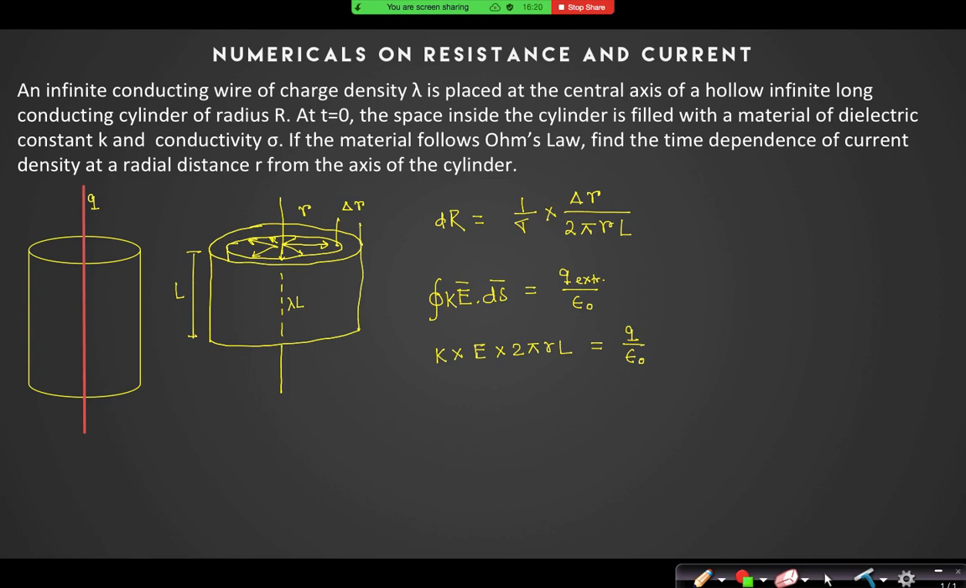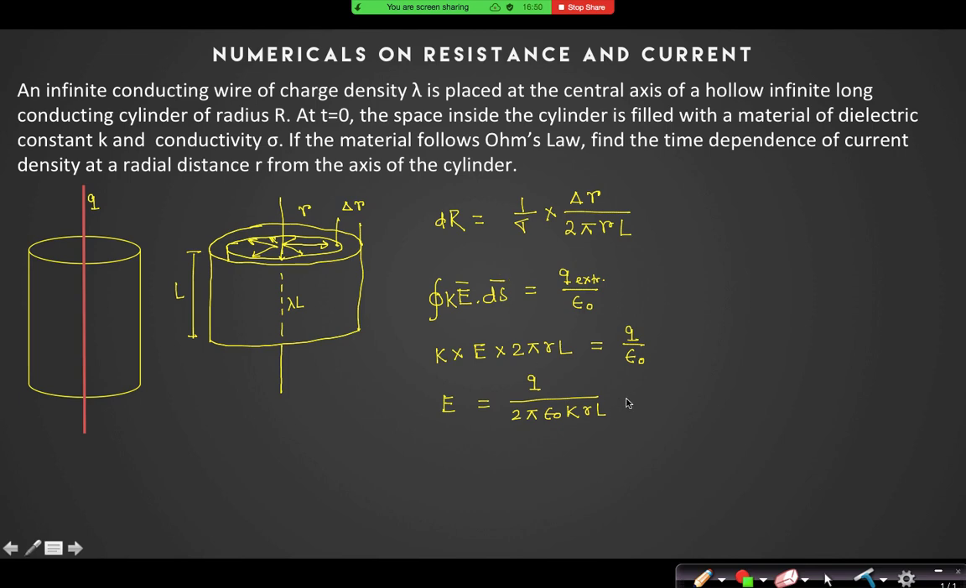Then there will be only induction effect, right? Induced charges will be there, but there will be no flow of charge, right? But I can find the electric field from this expression. So what is the value of electric field? I can find the electric field at this point is Q divided by 2 pi epsilon into k r L, right? So that is the electric field at this particular point.